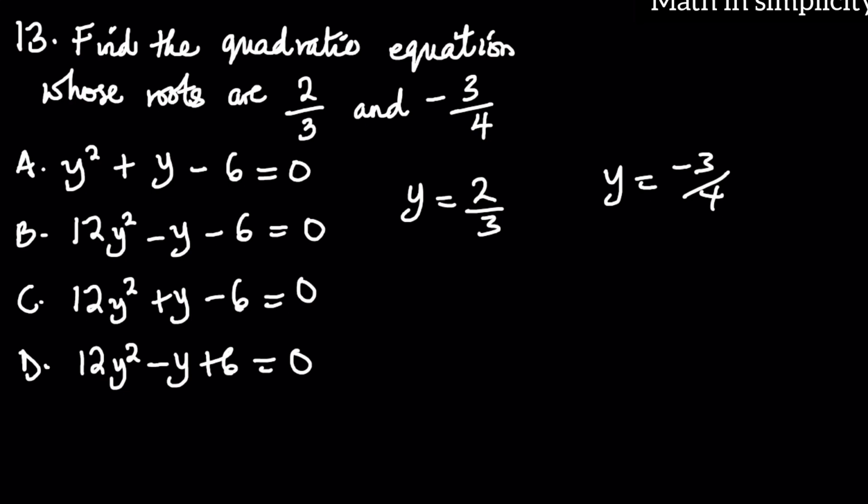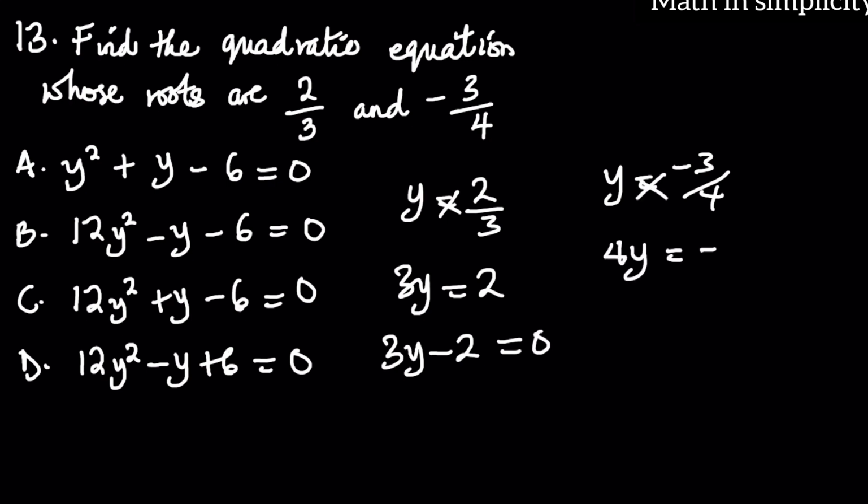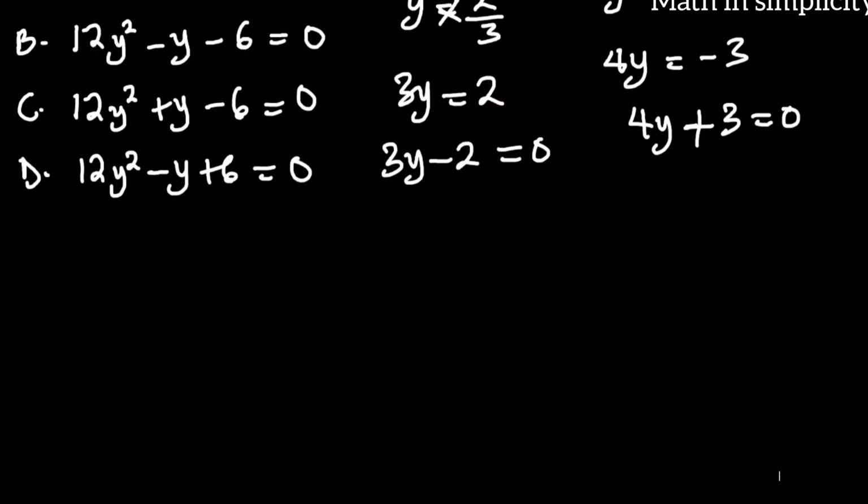So let's cross multiply. For the first one, we have 3y is equal to 2, and then crossing the 2, we have 3y minus 2 is equal to 0, right? Then for this one, we have 4y is equal to negative 3. So 4y plus 3 now, because negative 3 crossing becomes plus, is equal to 0. So this is what we have: 3y minus 2 equal to 0, and 4y plus 3 equal to 0.